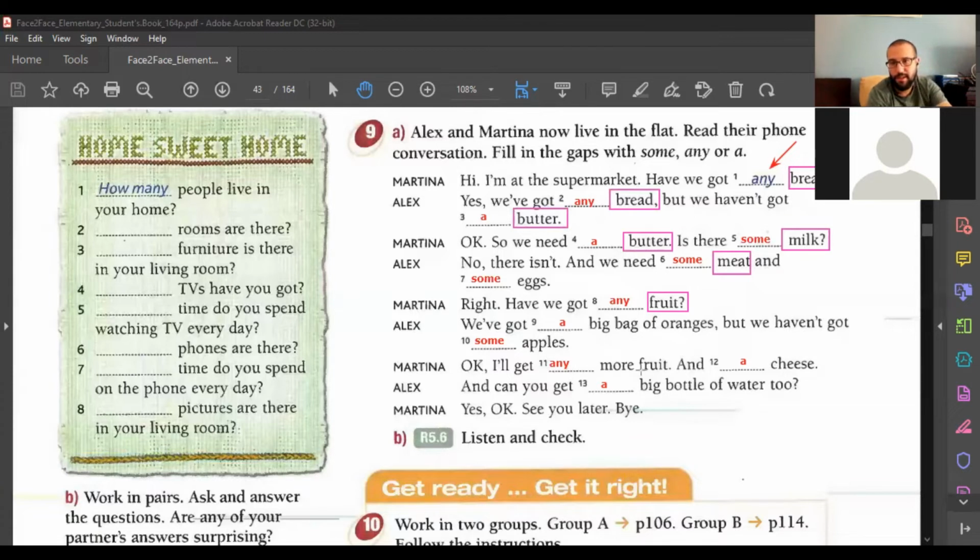Countable also. Okay, so fruit again, uncountable. What about cheese? Cheese uncountable. Correct. What about water? Is it countable? Bottle of water, countable bottle. Yes, very good. Because we have bottle, the bottle is countable, but the water is not countable, right? Here we're not talking about water, we're talking about the bottle.